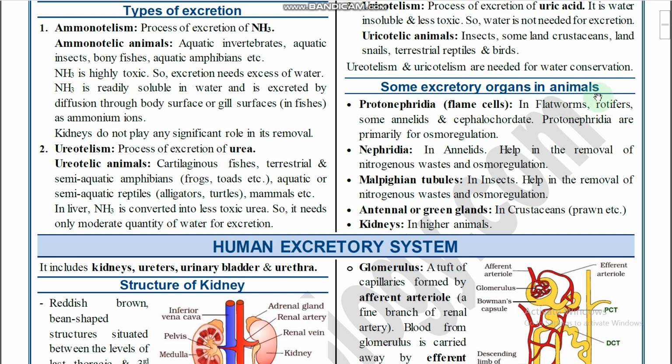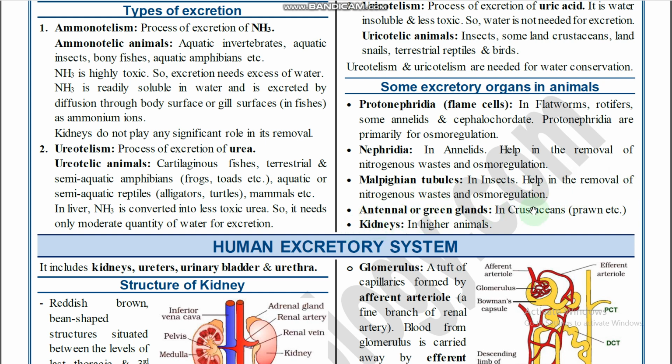Some of the excretory organs in animals: protonephridia or flame cells in platyhelminthes, rotifers, some annelids and cephalochordates. Protonephridia are primarily for osmoregulation and excretion, as are nephridia in annelids. Phylum Annelida consists of nephridia, which help in the removal of nitrogenous wastes and osmoregulation. Earlier we discussed this in earthworm. Malpighian tubules in insects are excretory organs that help in removal of nitrogenous wastes and osmoregulation.